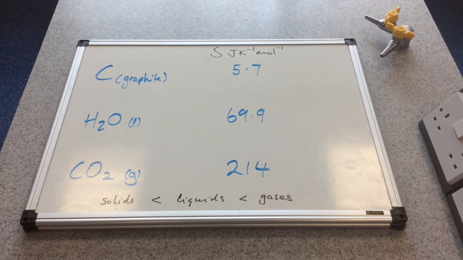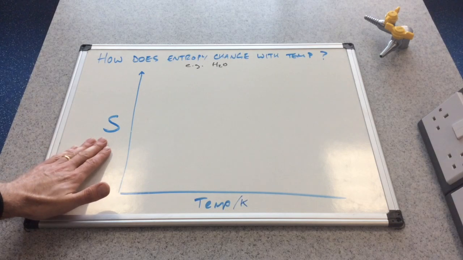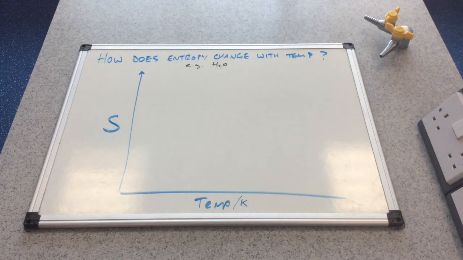So in very basic terms, solids have the lowest entropies, then liquids, because they've got a bit more chaos in their structures, and then gases have the highest entropies. So if we move on to a single substance now, I'm going to look at water. How does the entropy of water change with temperature? We've got an entropy axis and a temperature axis, and notice it's in the Kelvin scale.